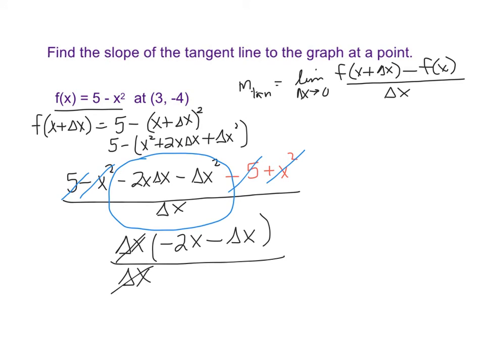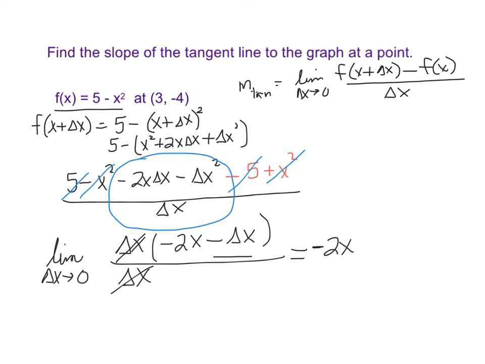So now I'm ready to apply the limit. So I say the limit as delta x approaches 0 of negative 2x minus delta x. Remember, we use direct substitution. So I'm going to put a 0 in for delta x, and this is going to equal negative 2x. So this is what's called the derivative.